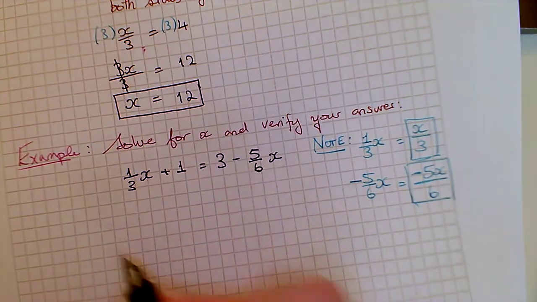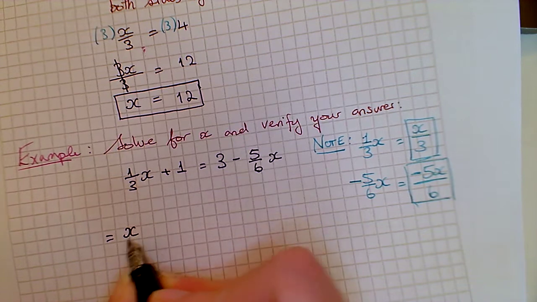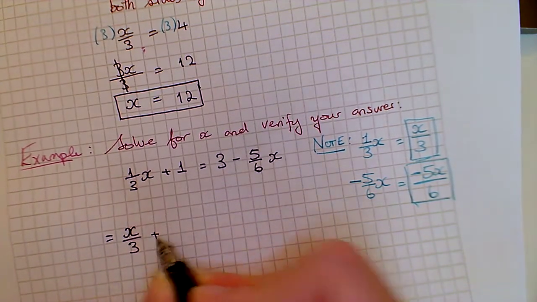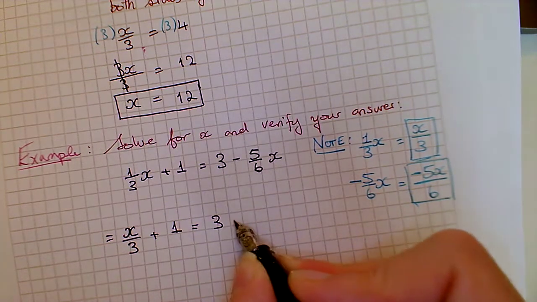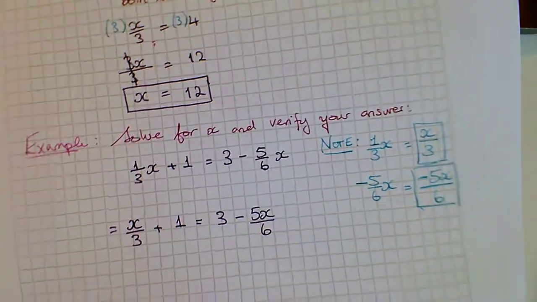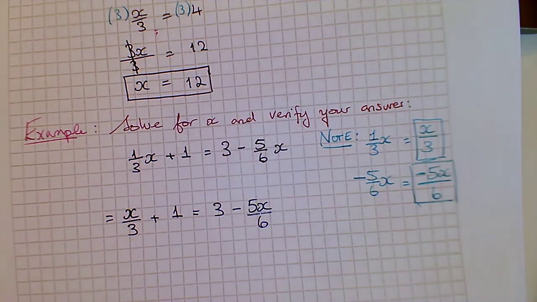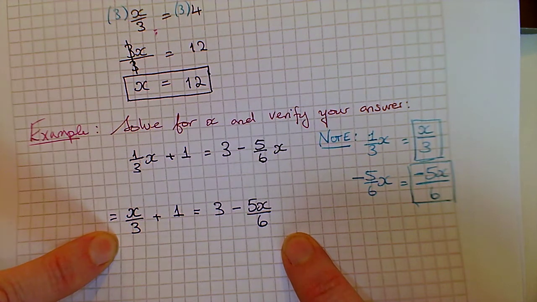So I'm going to rewrite this as x over 3 plus 1 equal to 3 minus 5x over 6. They are exactly the same thing. And if you're happy working with them like this, that's fine as well. Okay, I need to undo the dividing by 3 and I need to undo the dividing by 6.